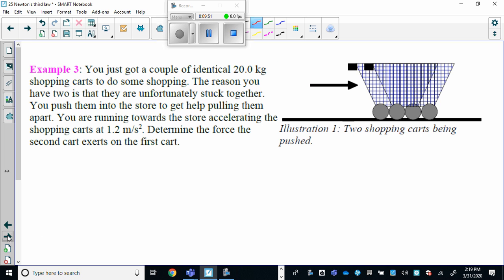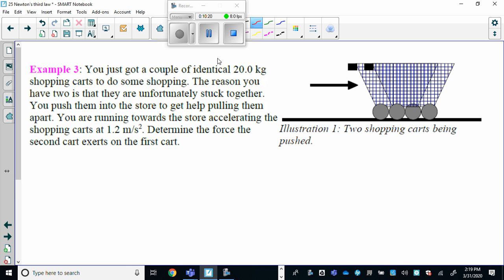Okay, moving on to example number 3. You just got a couple of identical 20-kilogram shopping carts to do some shopping. The reason you have two is they're unfortunately stuck together. You push them into the store to get help pulling them apart. You're running towards the store, accelerating the shopping carts at 1.2 meters per second squared. Determine the force the second cart exerts on the first. This is more of a theoretical question than anything.